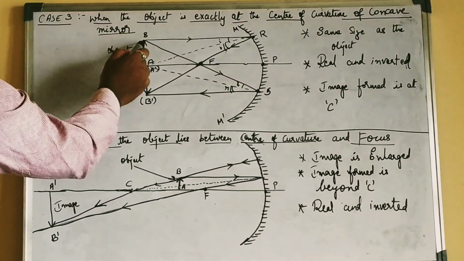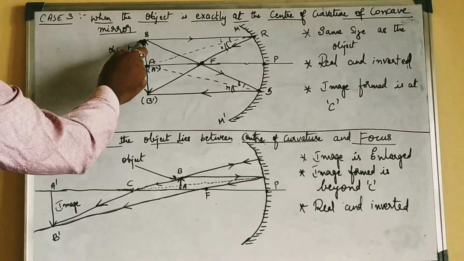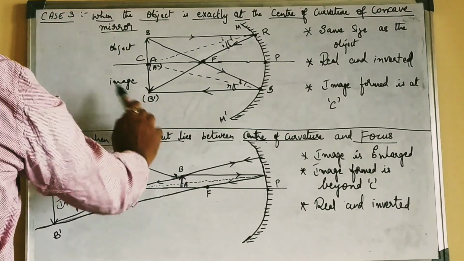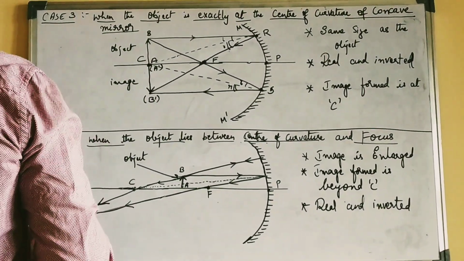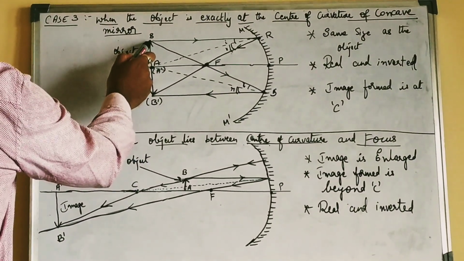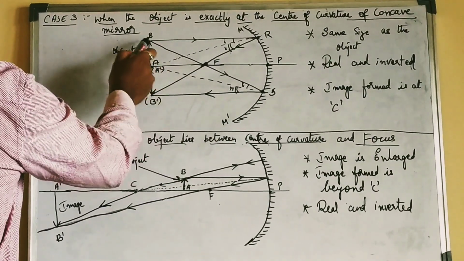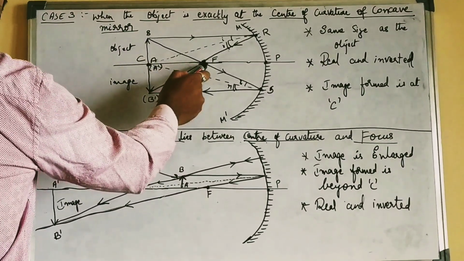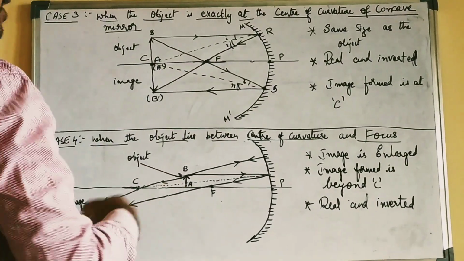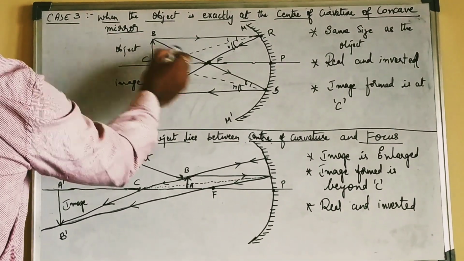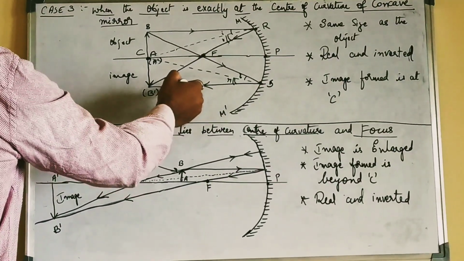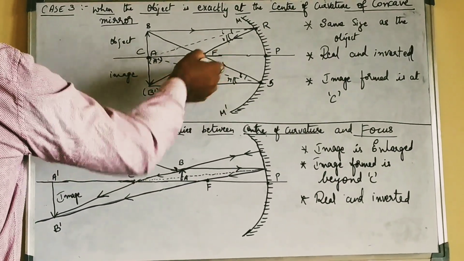One more ray from the same position, that is the point B of the object AB, is incident. Now, one more ray from the point B is incident, or the incident ray is traveling along the principal focus, that is F. So, as per the sign conventions, whenever a ray of light is incident obliquely and it is passing through the principal focus, the reflected ray is parallel to the principal axis.